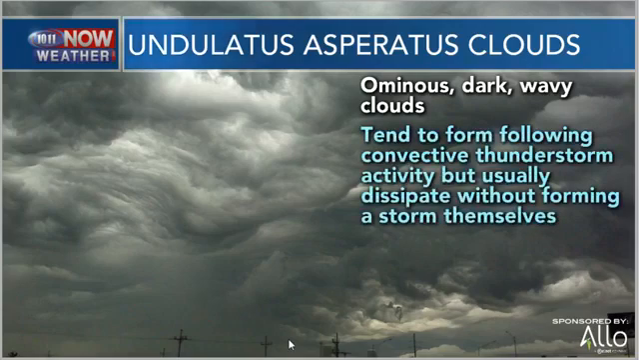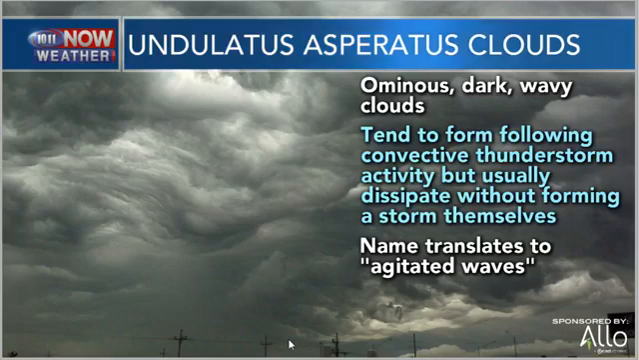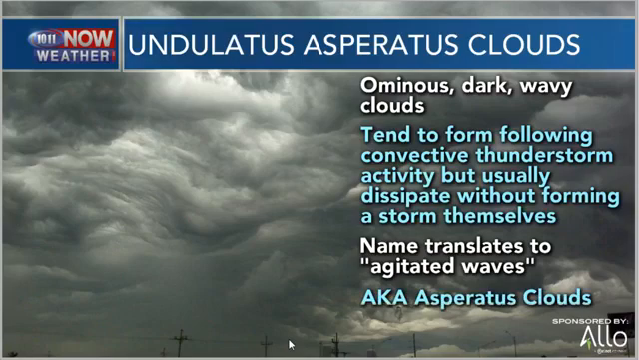Now, basically, they tend to form following convective thunderstorm activity, but usually dissipate without forming a storm themselves. Sometimes they can produce some rain showers, and they do look really scary, but they basically are harmless clouds in most cases. The name translates to agitated waves. It's a very turbulent, mean-looking sky when we see these, also known as the asperatus clouds. So we do see those, but you don't need to fear them.